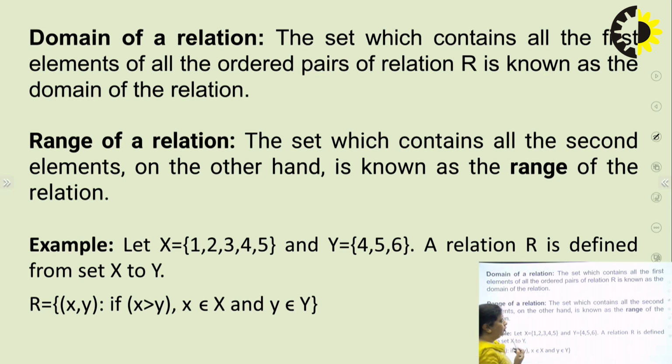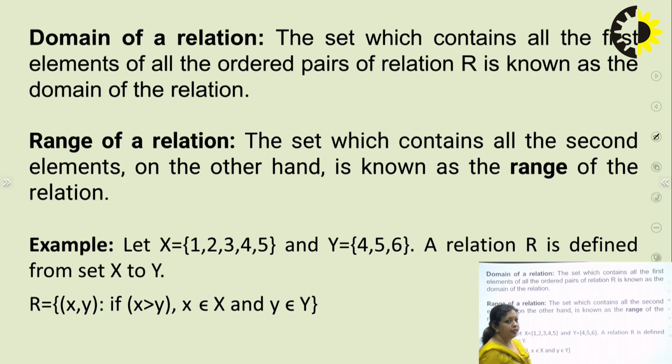Okay, so if I talk about the domain of a relation, it is a set which will contain all the elements of the ordered pair which belong to the first set, or the first elements of all the ordered pairs is going to form a domain of the relation. And if I talk about the range of the relation, then the second component of all the elements is going to form the range of the relation. Let's see this with the help of an example.